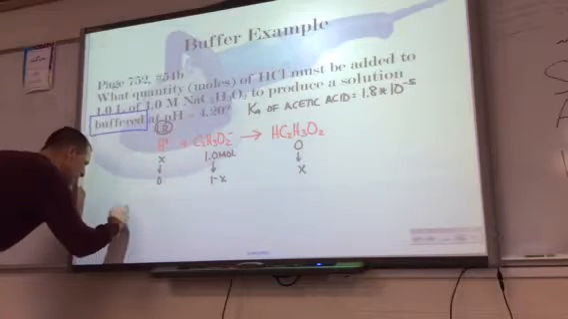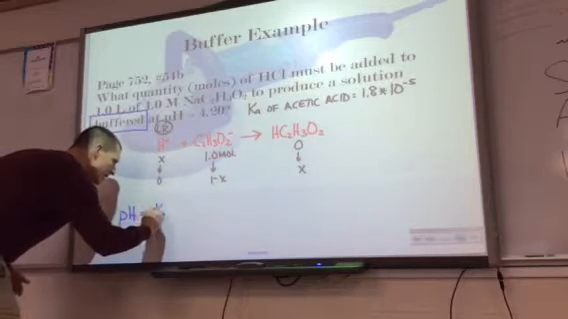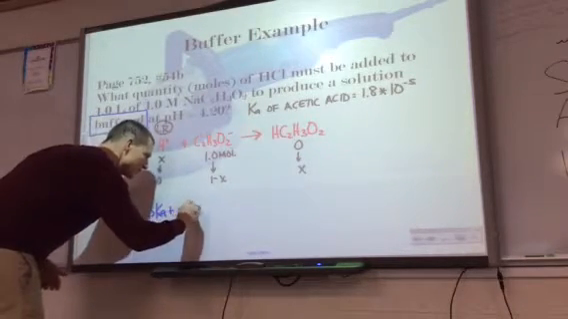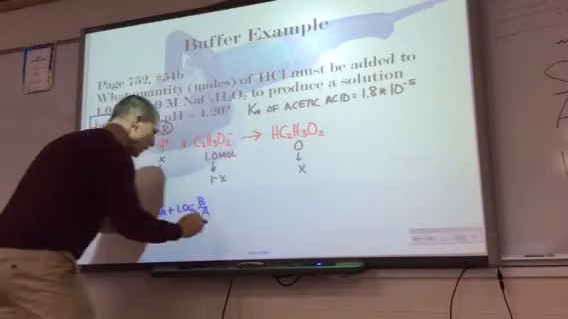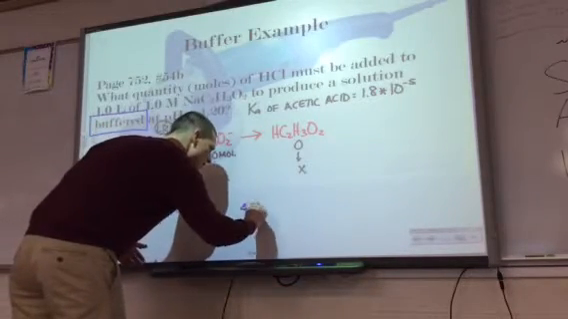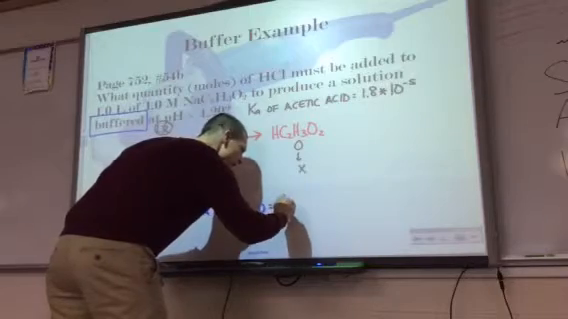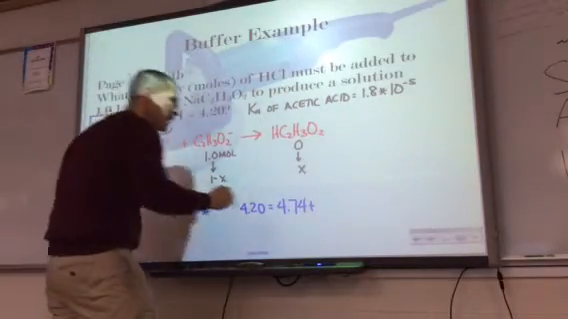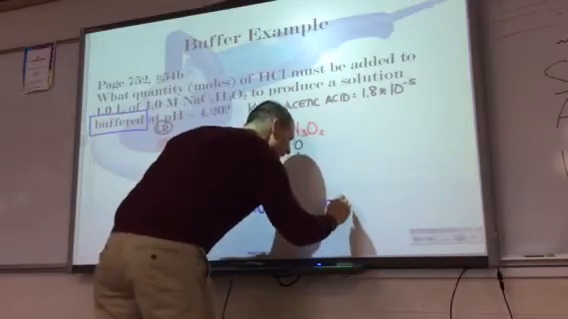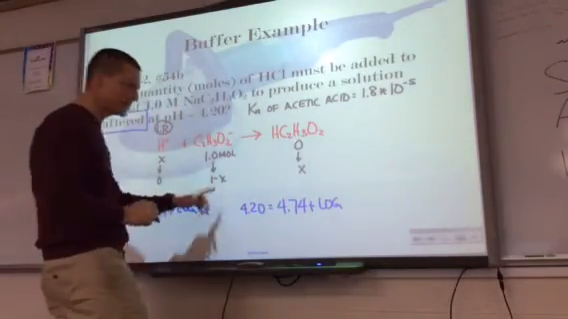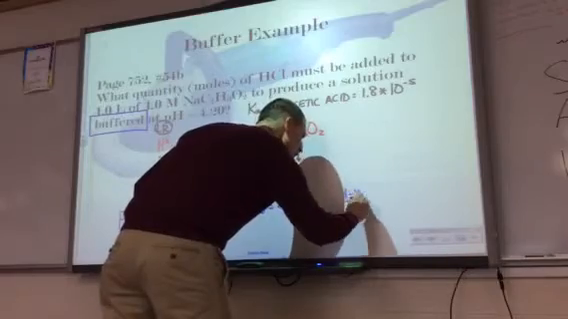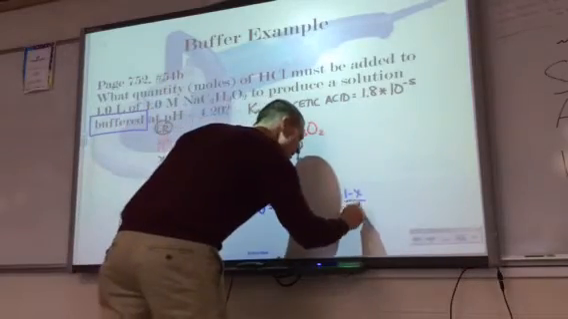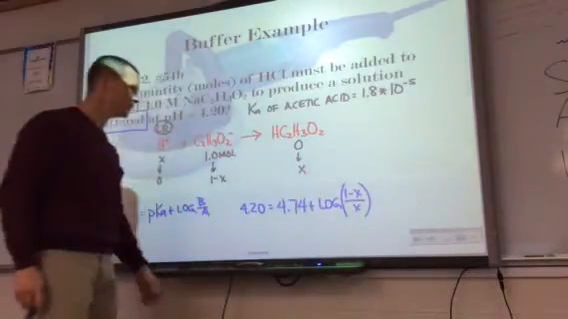Well, here's the buffer equation. pH equals pKa plus log of base over acid. And we know the pH is 4.20. We know the pKa, 4.74, negative log of that. And then this last part is the log of the base, which is 1 minus x, over the acid, which is x. There you go. Solve for x.